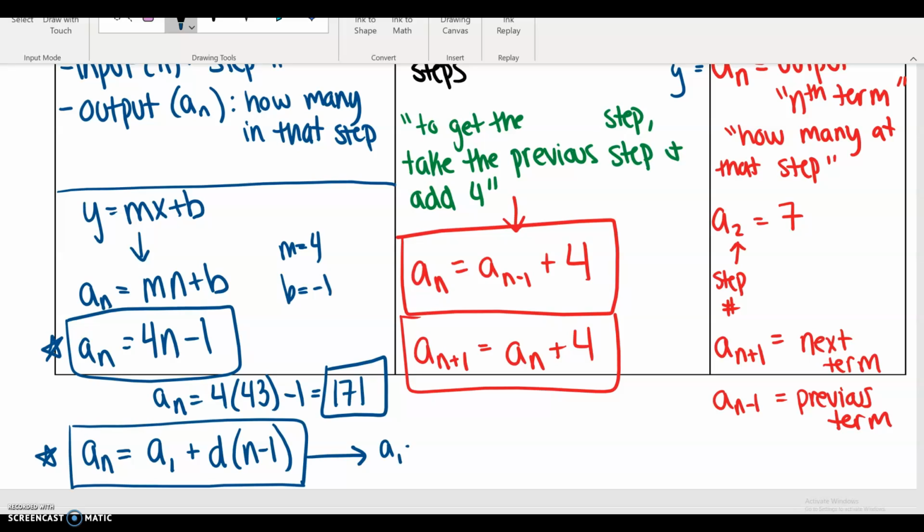You may just want to write down again that a sub 1 would mean step number 1. Okay, so this is the formula for an arithmetic sequence. Although there are many ways to write an arithmetic sequence, we will be talking about this one a lot more in the coming days.